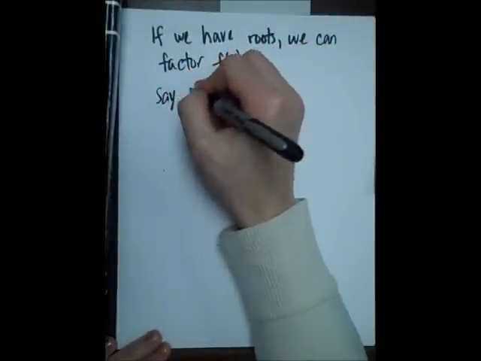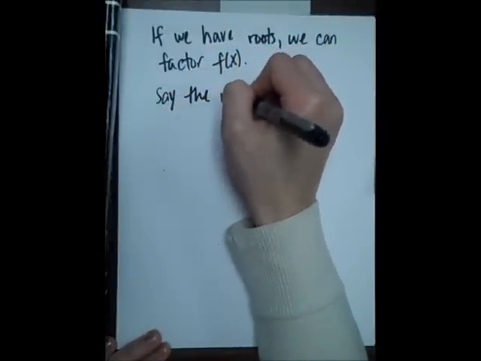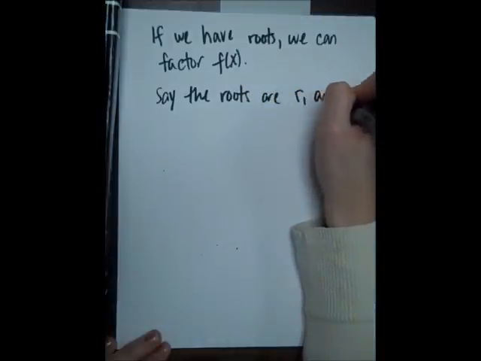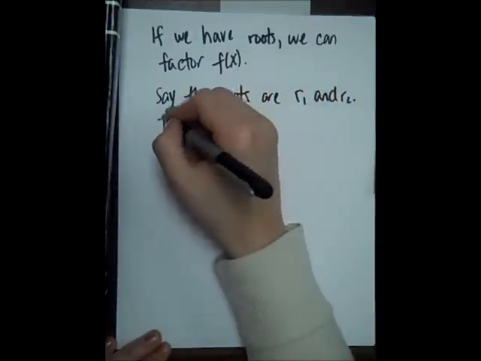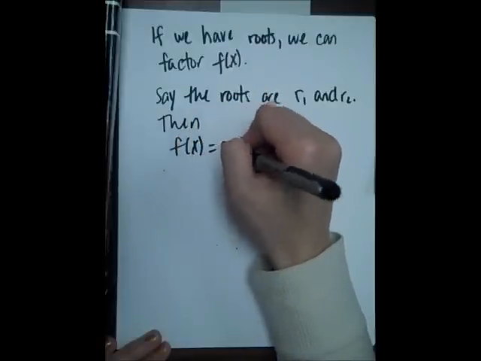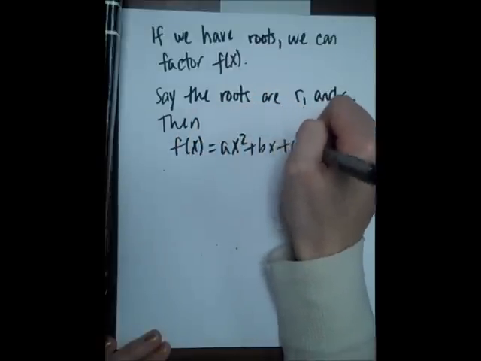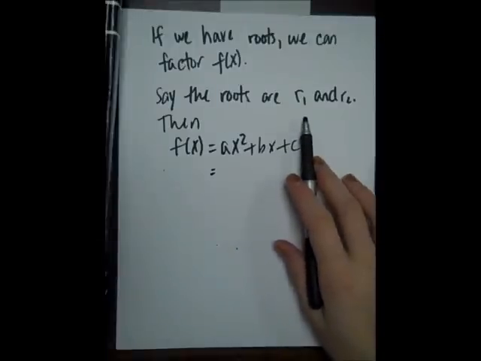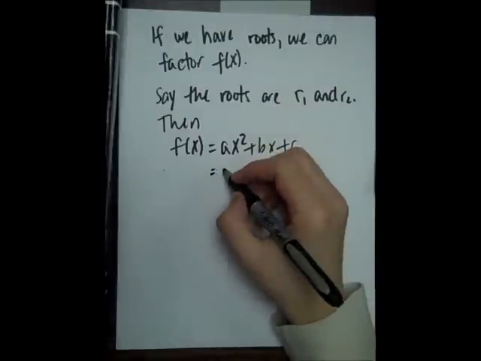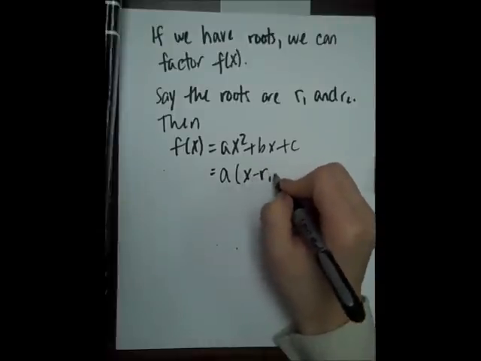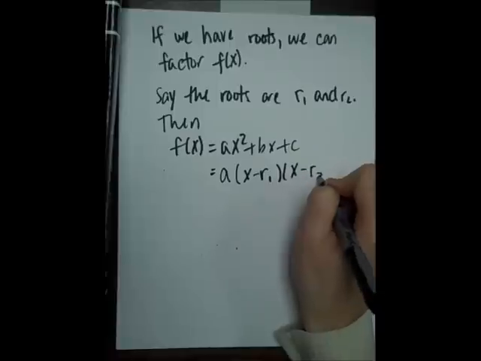So let's say the roots are r1 and r2. Then f of x, which was ax squared plus bx plus c, I can rewrite this. Once you know what the two roots are, r1 and r2, this is going to be equal to a, so a comes out front, times x minus r1 times x minus r2.